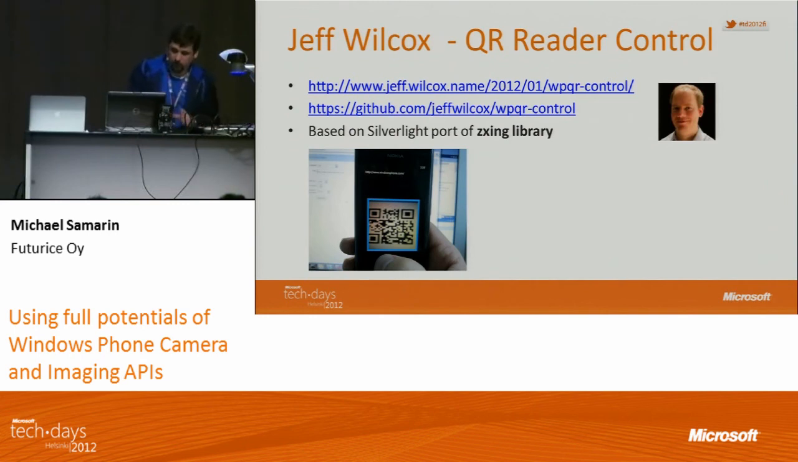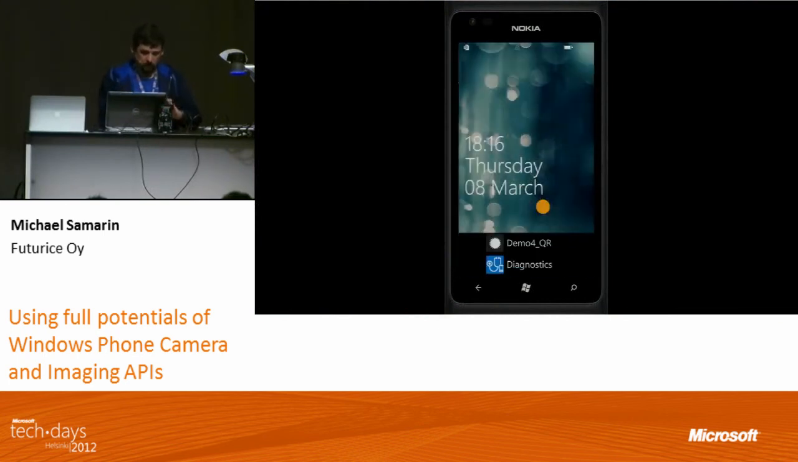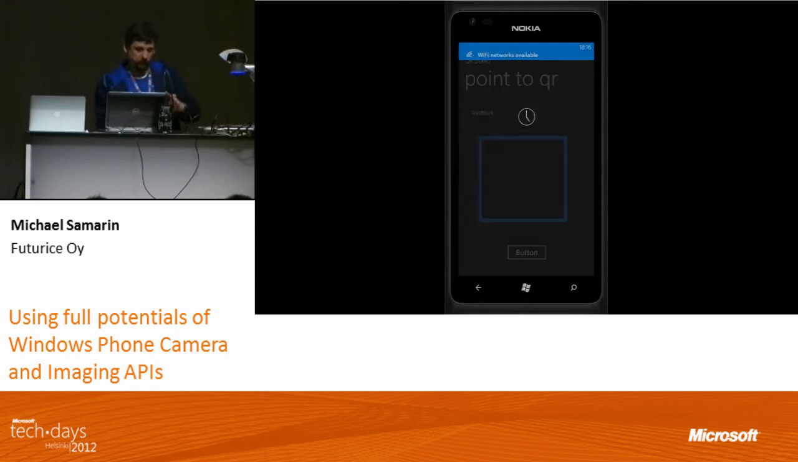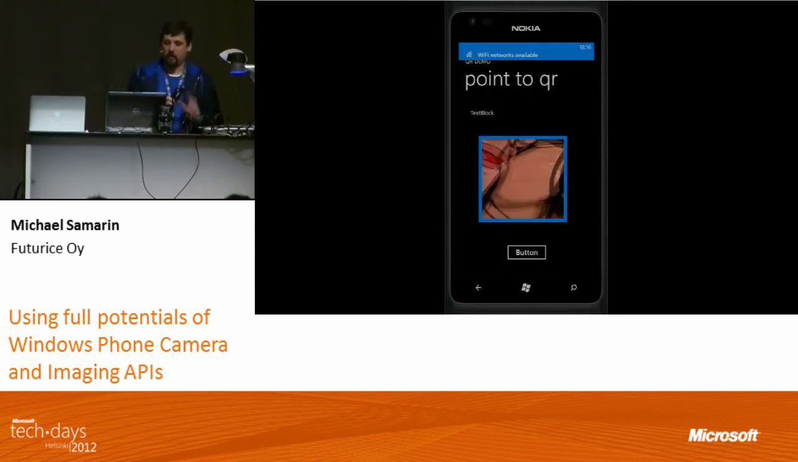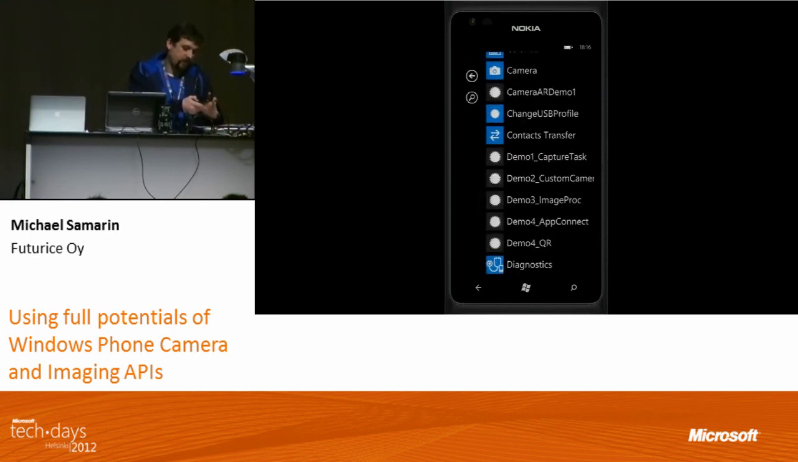Let's try to play with them. The application is this one, just one component, a text block. If I point it at the very badly printed QR, it says HTTP TechDays. Now I will reset it and scan the Windows Phone QR, then again reset it to do some other reading, hopefully eventually. No, it doesn't want to take it anymore. The Windows Phone QR was too strong.